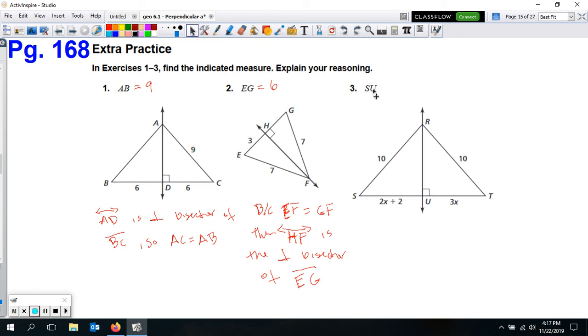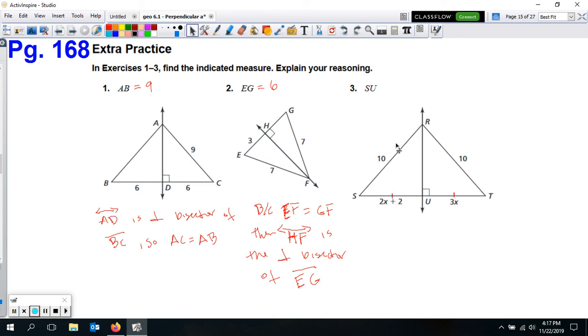And now for number 3, we're looking for SU. SU is just this little section right in here. Again, if you look at these, we have 10 on both of the sides, so it's more like number 2, where we can conclude that these two are congruent down here, that R must be on the perpendicular bisector of ST, because R to S and R to T are the same, 10. So these two are equal, which means we can set them equal to each other to make an equation.